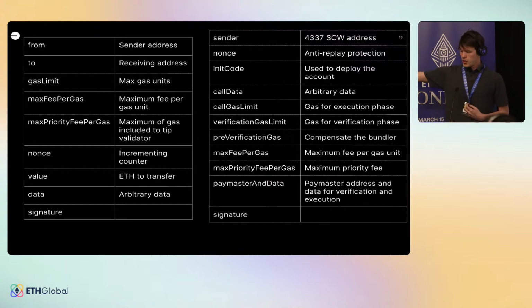On the right, for user operation, the only real differences are, can you see my mouse? Kind of. You have verification gas, so that's an additional payment just to verify that your user op was valid. And then you also have this paymaster and data, which would be, hey, does this paymaster pay the gas for me? And it's just a signature that you can validate on-chain.